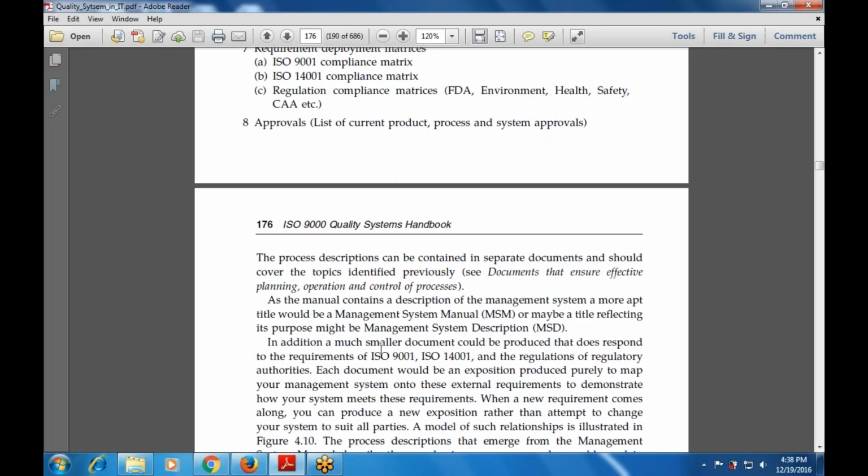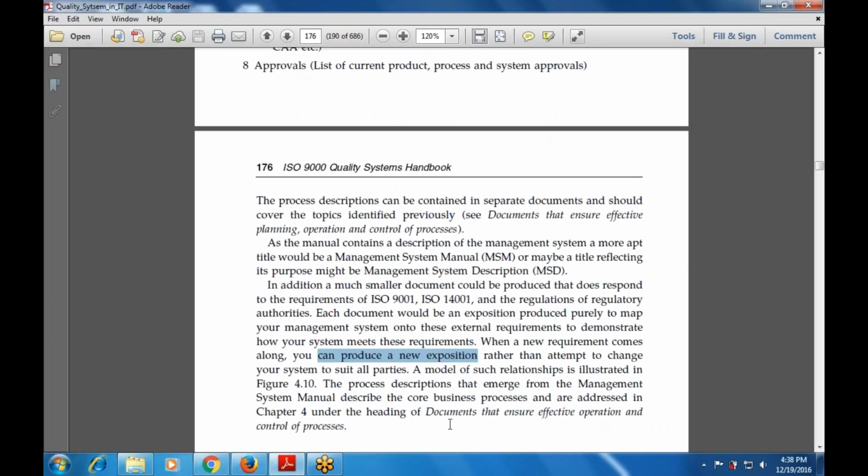Yes, and the regulations of these standards or the regulatory authorities are available as expansions or extensions produced to map your management data to other external requirements, to demonstrate how the system works and how the system meets these requirements. And when a new requirement comes along, you can produce a new exposition rather than attempt to change your system for the parties, that includes the database and the documents that ensure the effective operation and control of the processes that emerge from the management system.